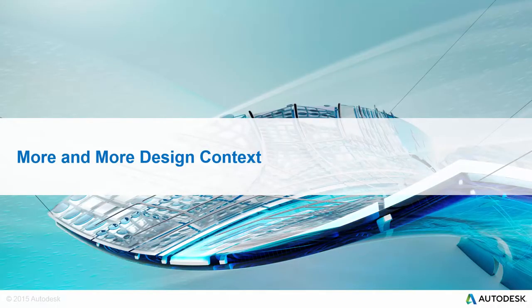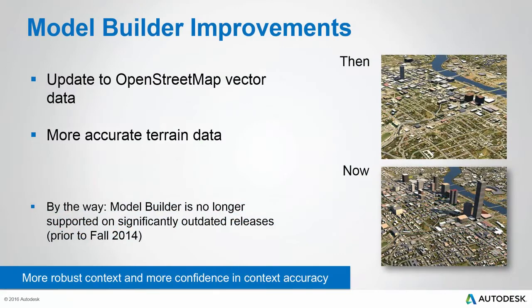Let's begin talking about how there's more and more design context capabilities in this latest release of InfraWorks 360. You'll enjoy some Model Builder improvements. First, you'll notice that the vector data coming from Model Builder, with an update to the OpenStreetMap data store for this service, is more accurate and more dense than ever before. Take a look at the sample images from an old InfraWorks 360 model created with Model Builder and the same area with the newly available Model Builder data.